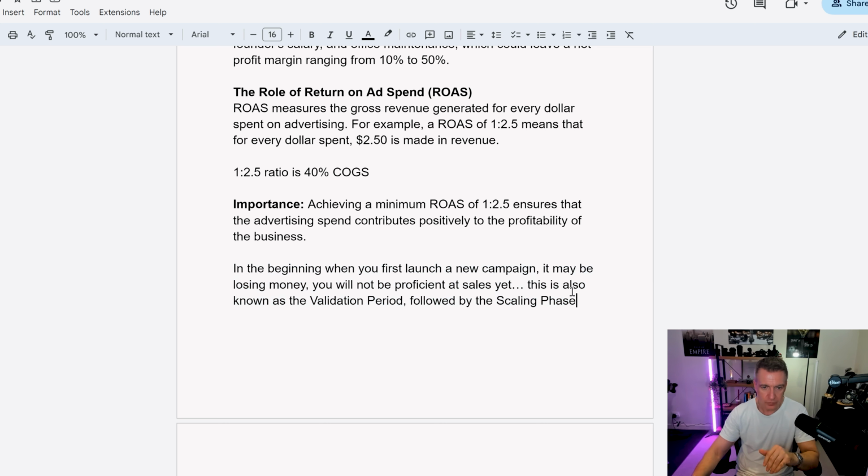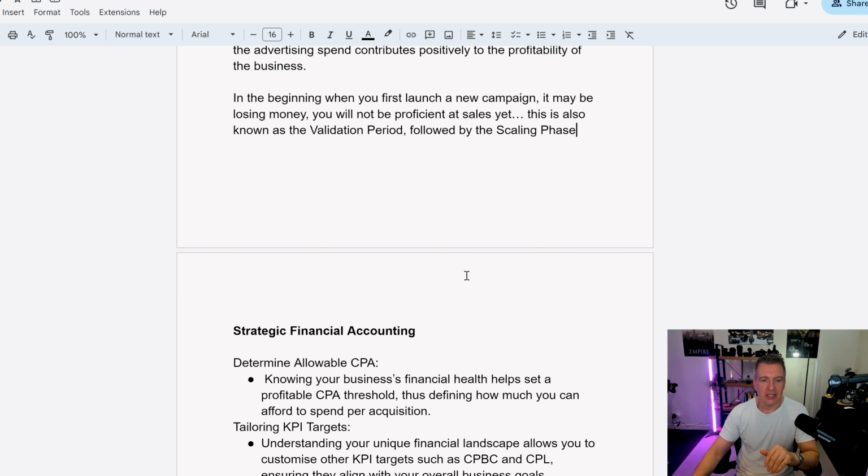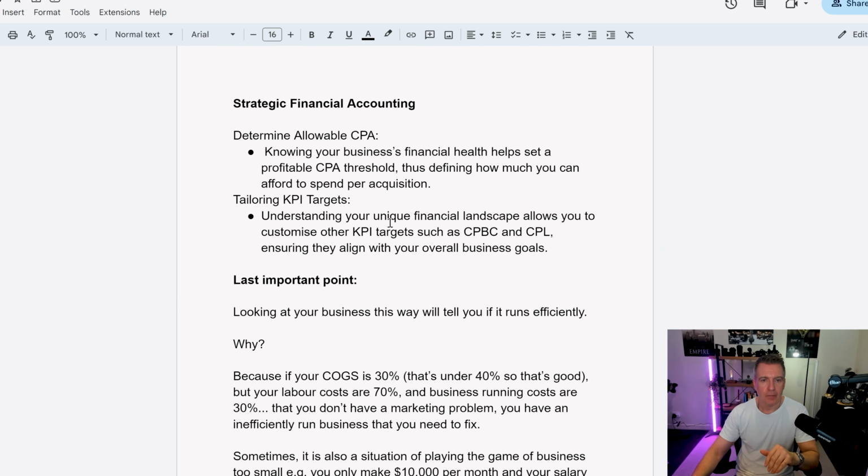Not a problem. So the other thing is, from a planning point of view, you've got to determine your CPA, because knowing that, it sets your threshold for having a profitable CPA. You can work out how much you can spend on cost per acquisition, so that way you can also tailor your KPIs.